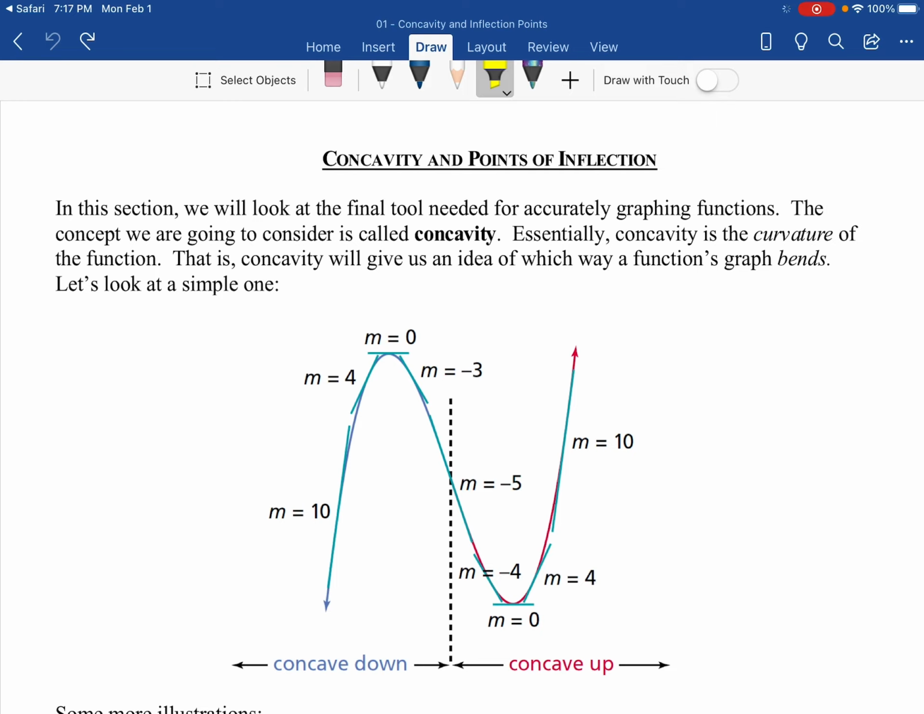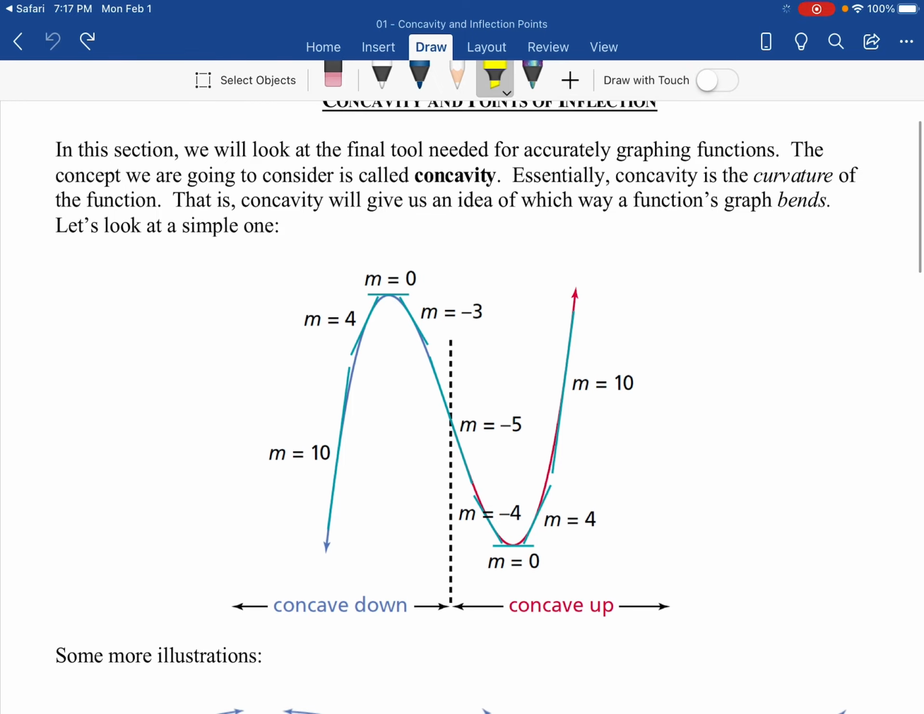The concept we are going to consider is called concavity. Essentially, concavity is the curvature of the function. So not too complicated here, just which way things are curving. Basically you want to know which way this thing bends. So let's look at a simple one. It's a simple situation, but there's a lot going on here about slopes.